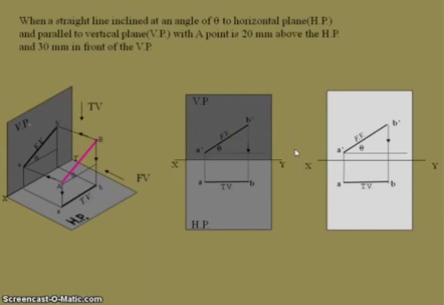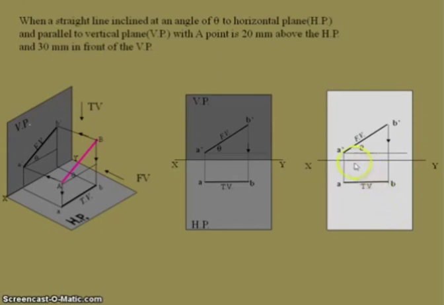Every time, in whichever view we can see the true length of the straight line when an inclination is given, first draw that view. Here in the front view we can see the true length. So I have first drawn the front view with the true length with an inclination theta. From that I have drawn the top view. Like this we complete the orthographic views, front view and top view, for a given straight line when it is inclined to the horizontal plane.